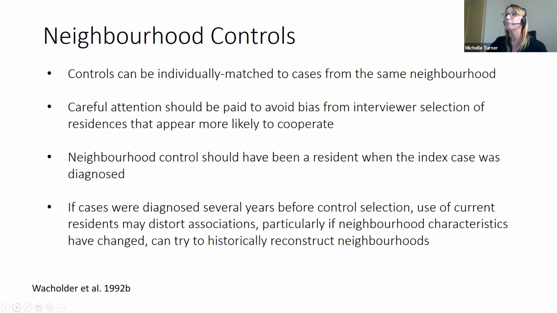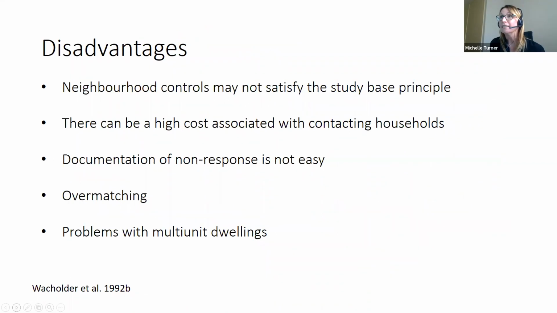You can also use neighborhood controls as well. This can be a little bit complex when you're thinking of residents moving in and out of the neighborhoods. They also note here that you have to be very careful of possible bias from the interviewers, maybe selecting residences that may appear more likely to cooperate. So some careful work there is needed.